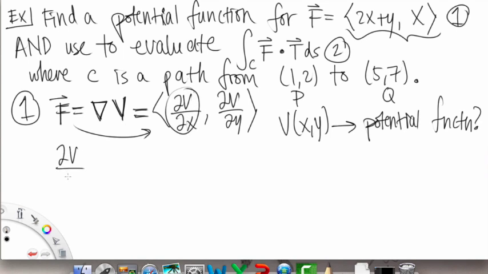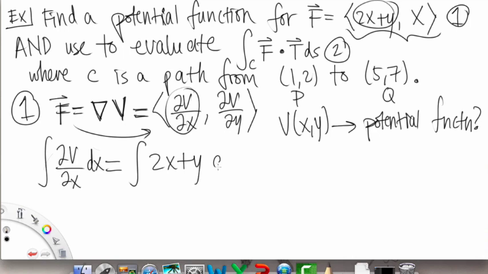If your vector field is conservative. So I'm going to say that equals 2x plus y, because they're both the first component of f, right? So I'm going to set those equal. And then we're going to integrate with respect to x, so that the left side just becomes v. So we're going to integrate with respect to x on both sides.